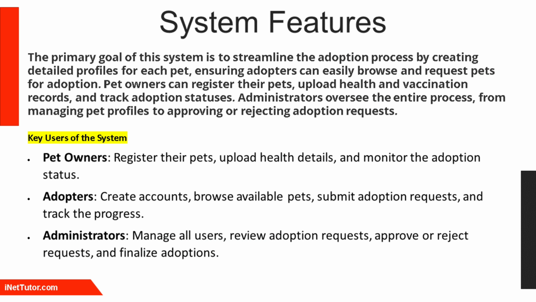The primary goal of this system is to streamline the adoption process by creating detailed profiles for each pet, ensuring adopters can easily browse and request pets for adoption. Pet owners can register their pets, upload health and vaccination records, and track adoption statuses. Administrators oversee the entire process, from managing pet profiles to approving or rejecting adoption requests.